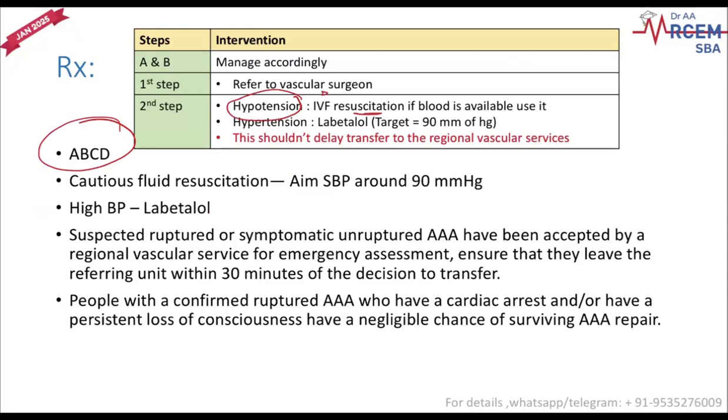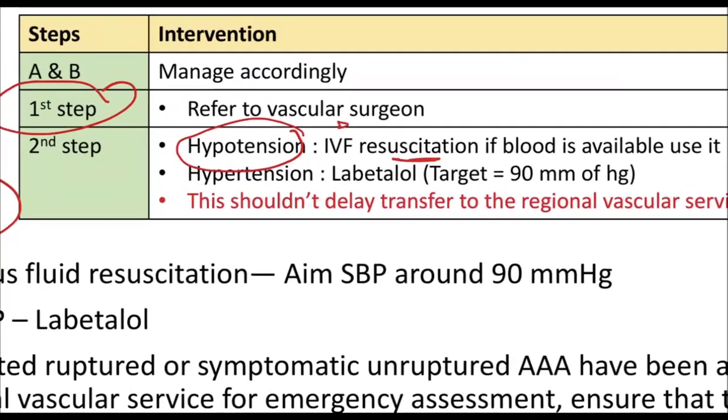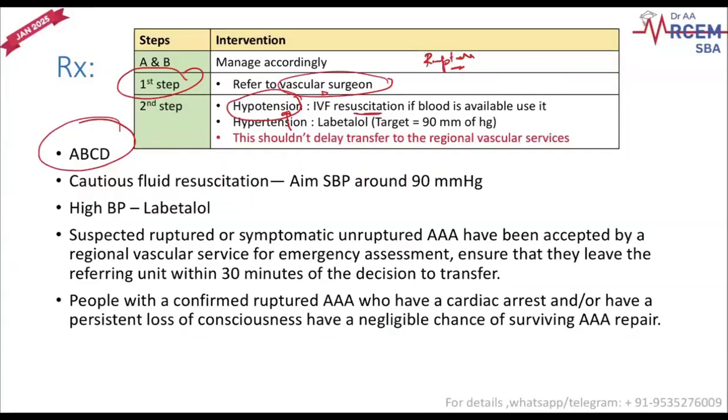Here, the reverse is done. The first step is to involve the vascular surgeons, then start resuscitating. Why involve the vascular surgeons before? Because once it's ruptured, usually vascular surgeons will not take it up because they cannot save this person. Once it's ruptured, the person will die. No one can do anything.